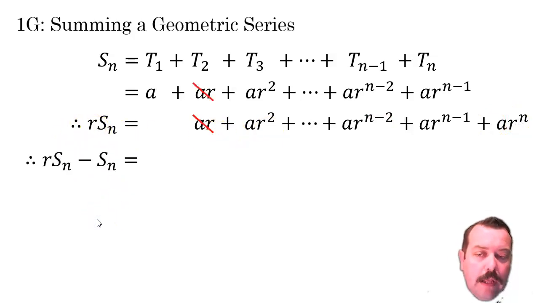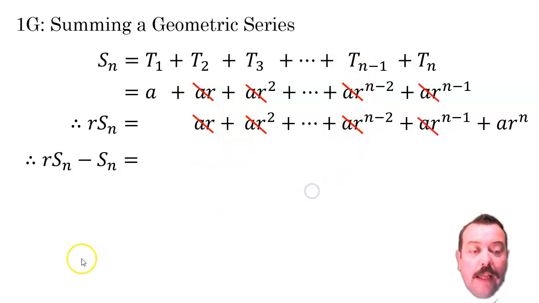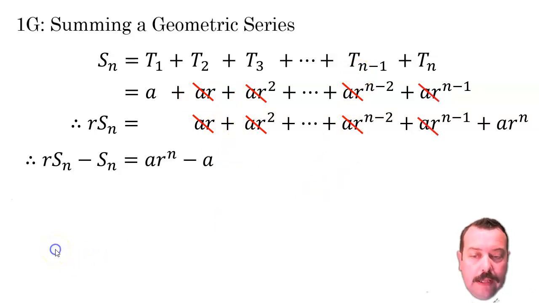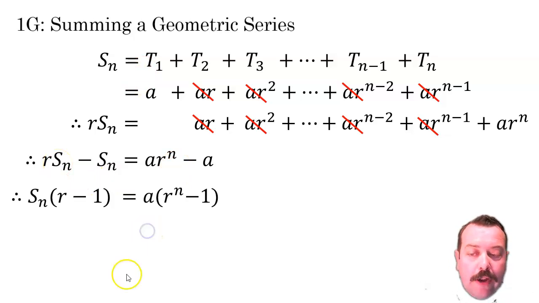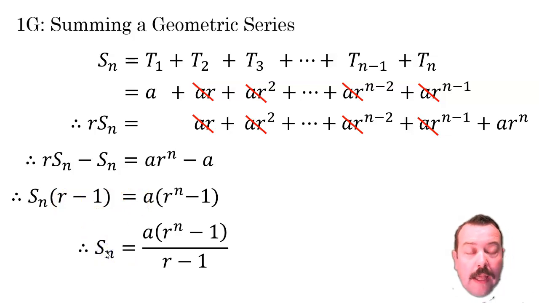Now, I'm going to subtract the sum to n terms from r times the sum to n terms. And we'll notice these terms cancel each other out, and these, and these, and these. And what I'm left with is ar to the n minus a. Okay, this is looking better. From here we're going to factorise. We're going to take a sum to n terms out of the left-hand side and an a out of the right-hand side. And then I'm going to divide both sides by r minus 1. And I'm left with an expression for the sum to n terms expressed in terms of a, r, and n. That's all.